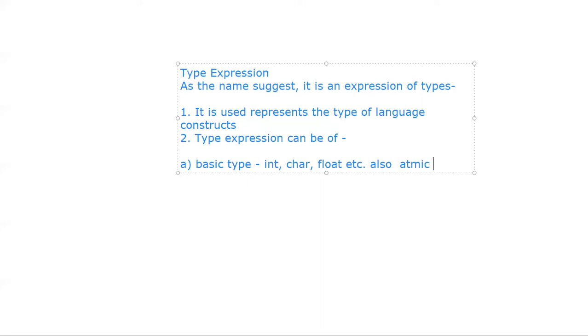What is the meaning of atomic type? The type which cannot be segregated further, which cannot be divided further. Like if you are declaring integer a, there is only one value which can be stored in a. It cannot store multiple values. So these types are called atomic types, which cannot be further divided. So if I ask you, can you say whether string is a basic type or not?